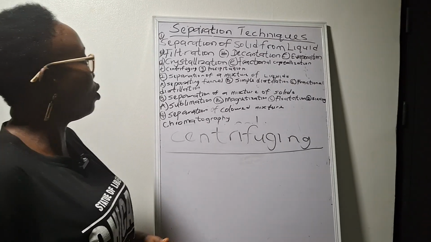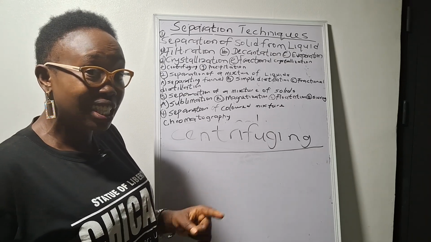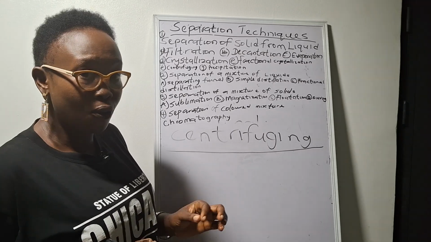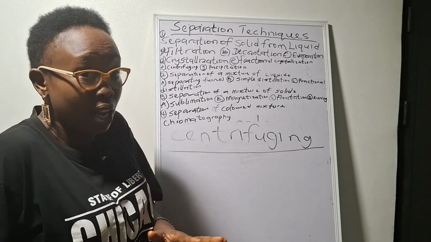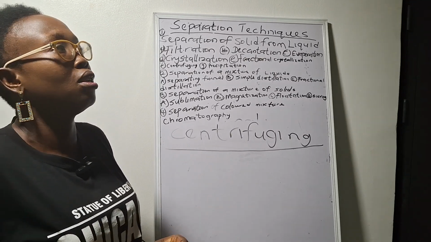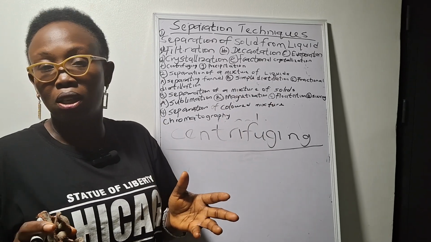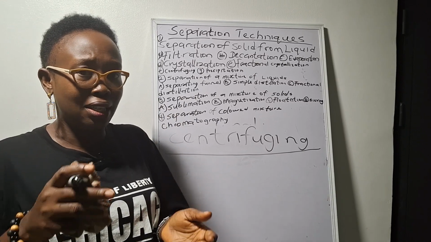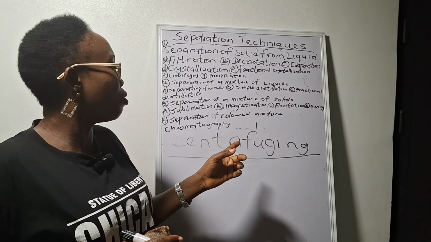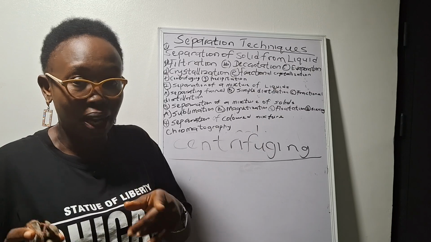We use the centrifuging method to separate a substance that is not easily filtered, that will not pass through our filter paper easily. That is a layman's definition for you to understand. Let me give you an instance. In the hospital, we have a blood bank where blood has been donated. Inside that blood, there is plasma, and there is blood itself. We use the centrifuging method to separate the blood cells from our plasma.